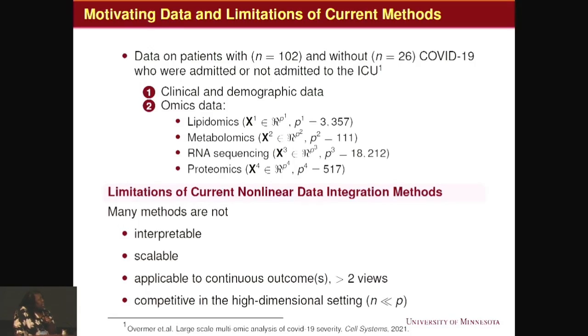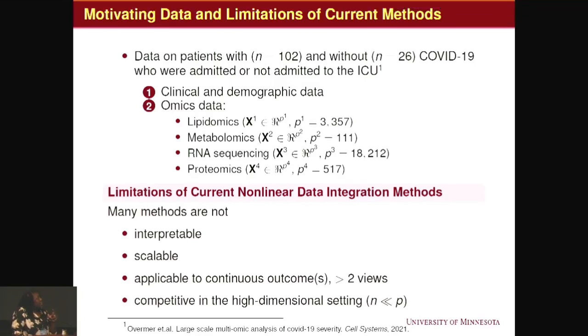And for this particular study, individuals who presented with COVID-19-like symptoms were admitted or not admitted to the ICU, intensive care unit, at a hospital in New York. And blood samples were obtained and quantified for lipidomics, metabolomics, RNA-seq, and proteomics data. They also collected metadata, specifically clinical data and demographic data on the sex, the race, age, and some clinical information.